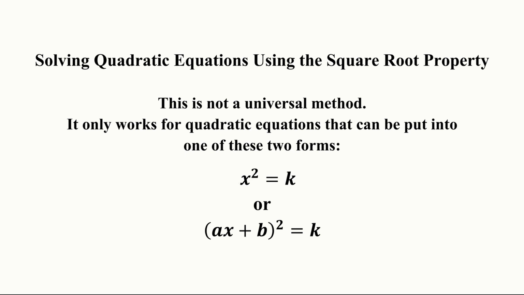Okay, next we want to learn how to solve equations using the square root property. This is not a universal method in the sense that it only works for quadratic equations that can be put into these particular forms, right? One of them is x squared equals some constant. The other one is the more general form, the square of a binomial ax plus b is equal to a constant. And if it's in either one of these two forms, then we'll be able to use what's called the square root property. So we'll go ahead and take a look at that next.